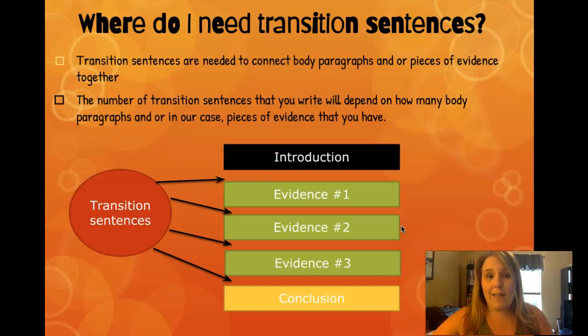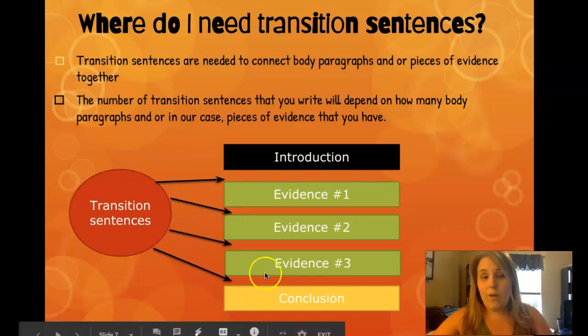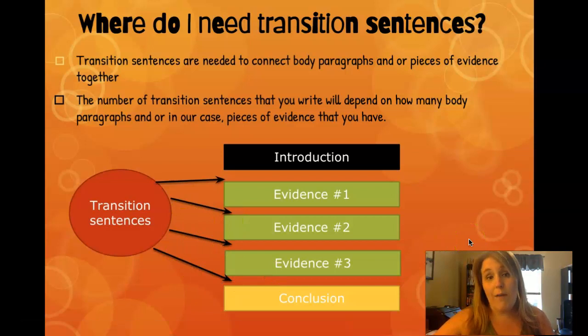So here we have an example of where you need to put them specifically. Transition sentences are needed to connect body paragraphs and or pieces of evidence together. In our case, since we only have one body paragraph, you'll be including all of these transitions between your evidence as you present them, which essentially is your discussion points from your thesis. So that means you will literally have at least 1, 2, 3, 4 transitions within your body paragraph at minimum.